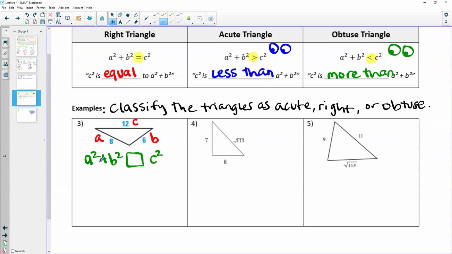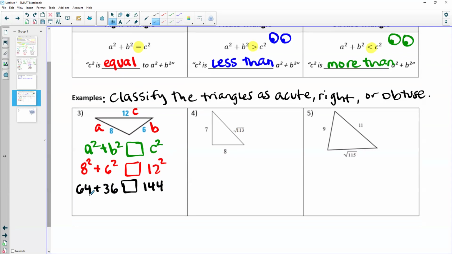So now let's plug this in. a squared is 8 squared, plus b squared is 6 squared, and we're going to compare that to c squared, where c is 12, so 12 squared. If we work this out, 8 squared is 64, 6 squared is 36, and we still don't know yet. We're going to compare that to 12 squared, which is 144. You're more than welcome to use a calculator if you're not sure what 8 squared, 6 squared, or 12 squared is. Now if we add 64 plus 36, we get 100. And now we can fill this in with the correct symbol. How does 100 compare to 144? Well, 144 is the bigger one.